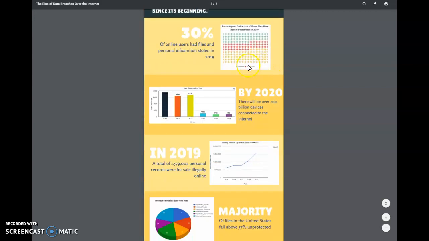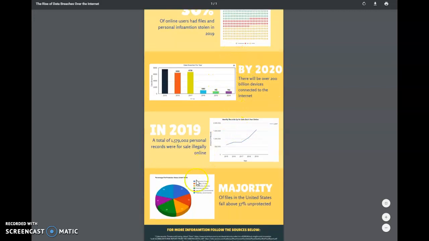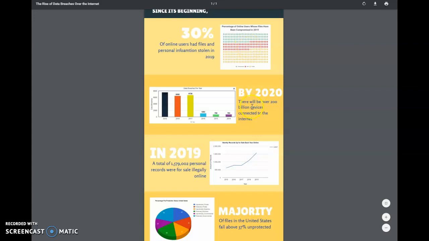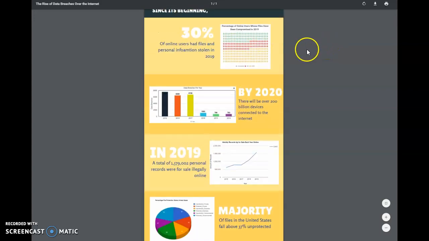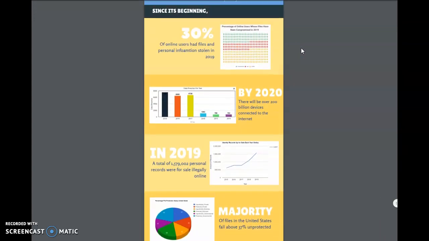So as you can see, we have three different types of graphs, an infographic, and a few numbers highlighted to display our point. The infographic is just a visual representation of how many users have had their files compromised. I then used a bar graph, a line graph, and a pie chart in order to have the most visually cohesive infographic possible. So let's talk about the proximity of the elements.